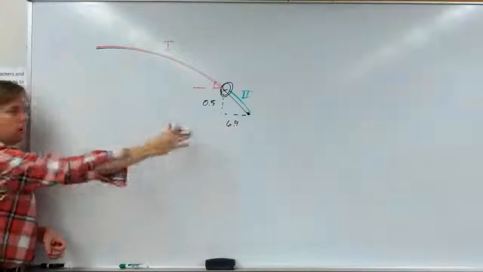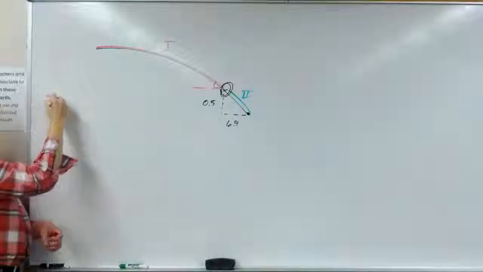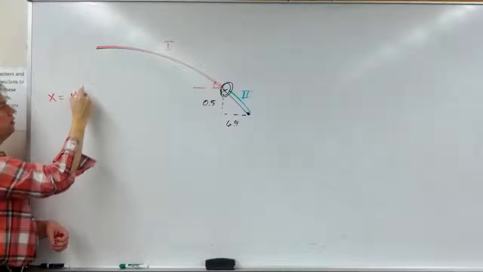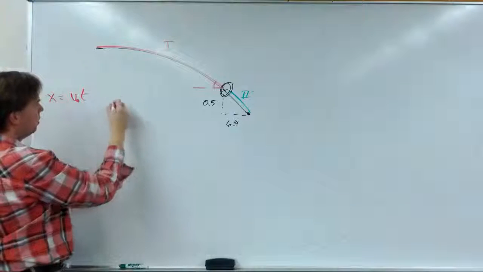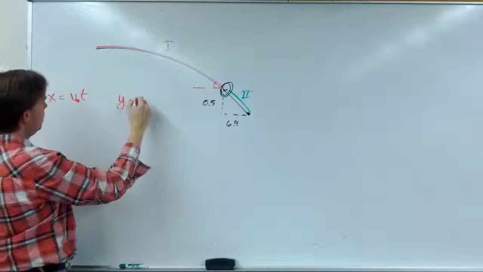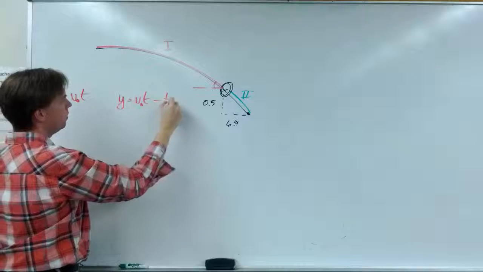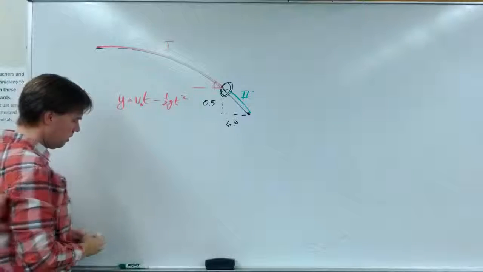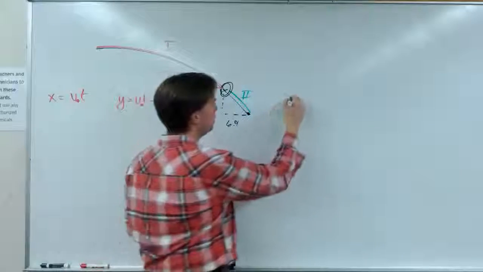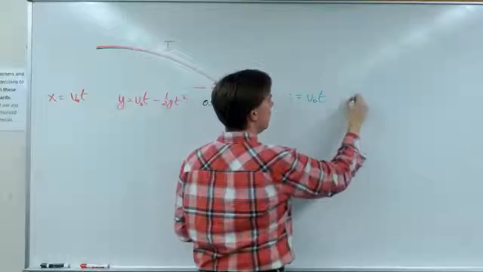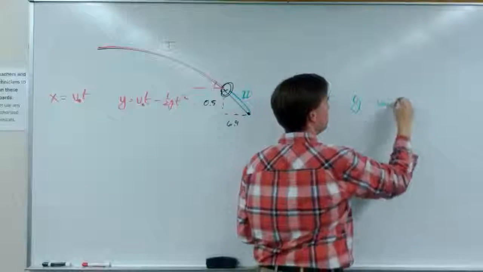I'm going to have 4 kind of columns here. I've got the x of the red, I've got the y of the red, I've got the x of the green, I've got the y of the green.